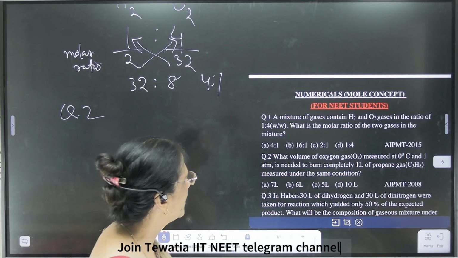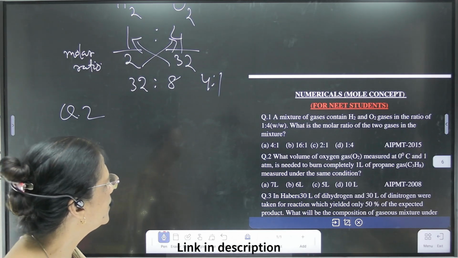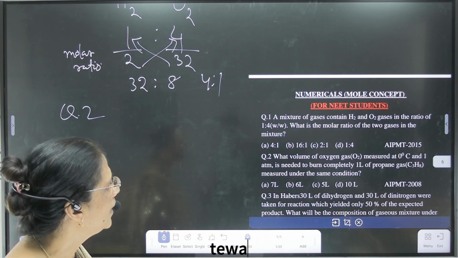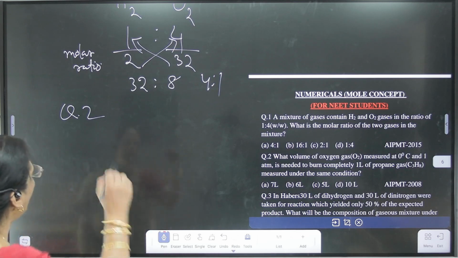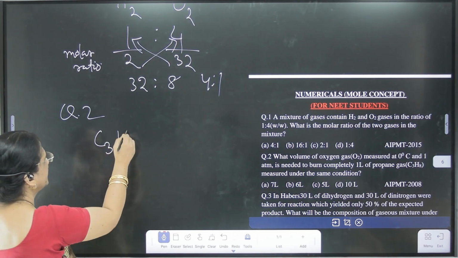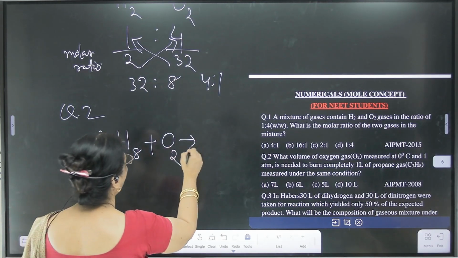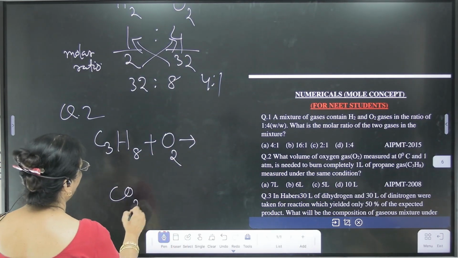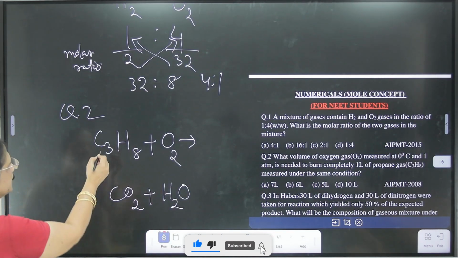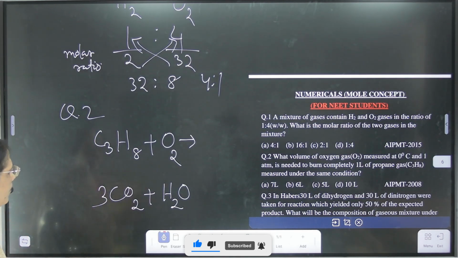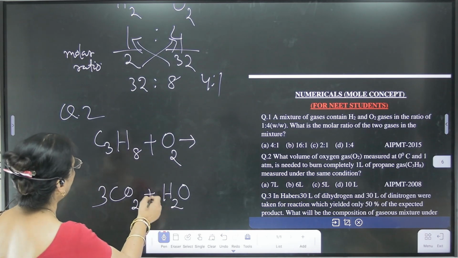What volume of oxygen gas measured at 0 degree centigrade and 1 atmospheric pressure is needed to burn completely 1 liter of propane gas measured under the same condition? Now, propane is C3H8. It reacts with oxygen and the products are carbon dioxide and water. Then you balance it. For C3, multiply CO2 by 3, and the rest, oxygen and water, we will balance.